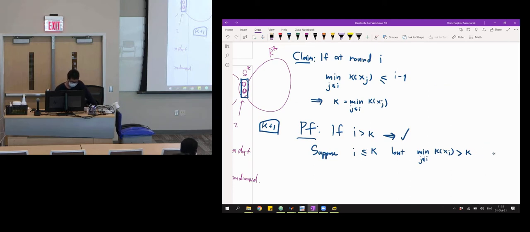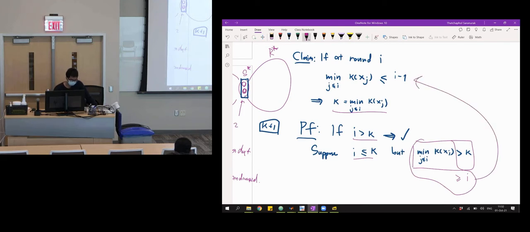I think this is just a proof, right? If I is more than kappa, we agree this is fine. And if I is less than kappa, but somehow our answer is not really true, that is, this is more than kappa, then we know that this thing is also more than I. But this would contradict our termination condition.